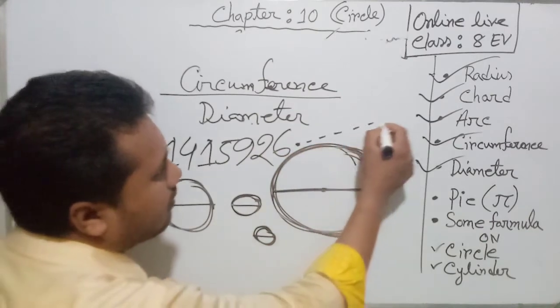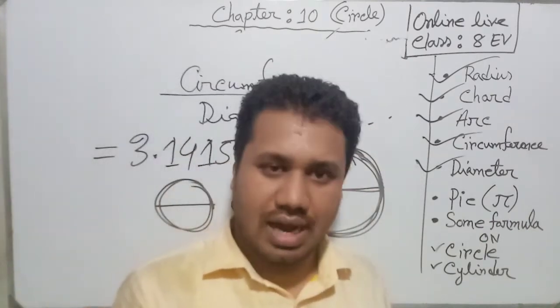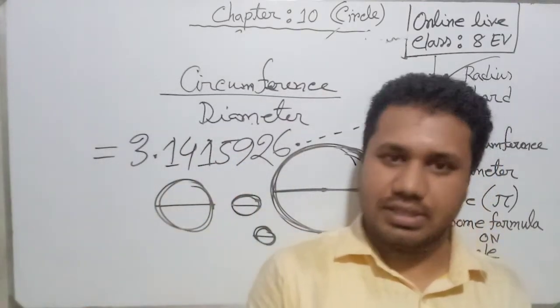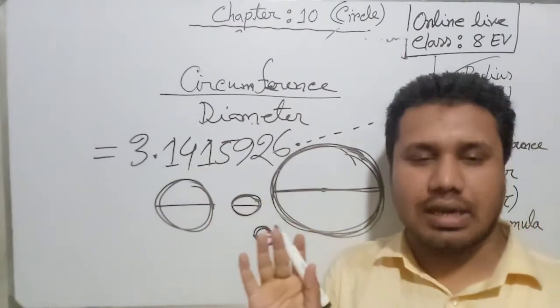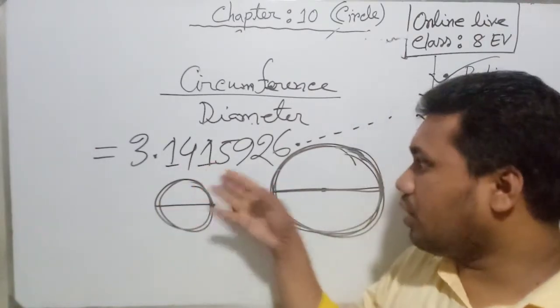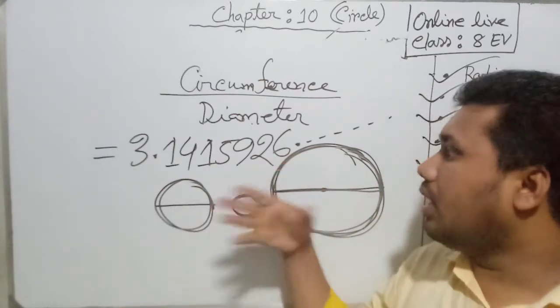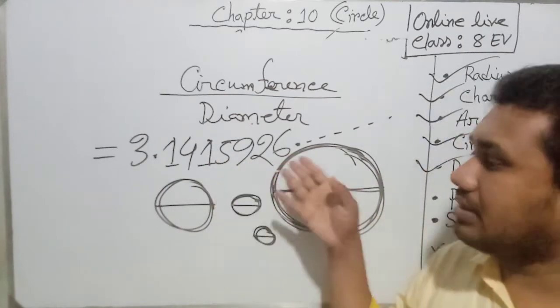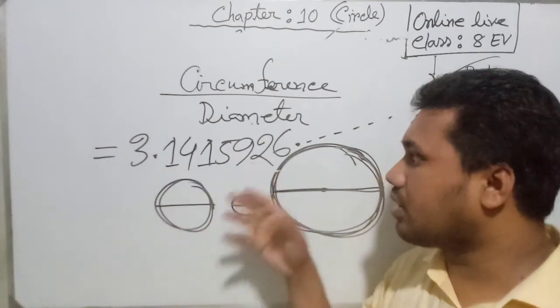The answer is 3.141592 and this is infinite. After the decimal there are uncountable digits, so we can say this is an irrational number. When after the decimal there are infinite digits and there is no recurring part, that means no similar pattern, so this is an irrational number.